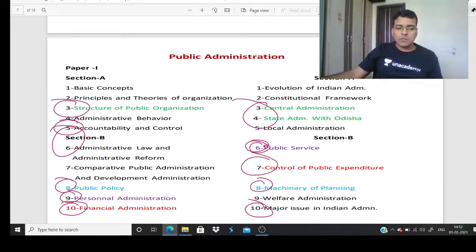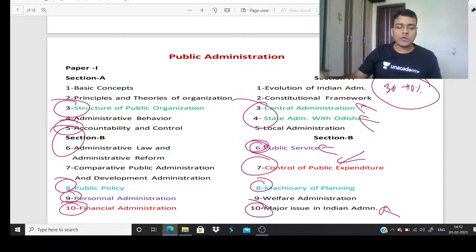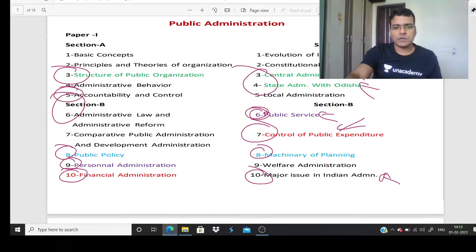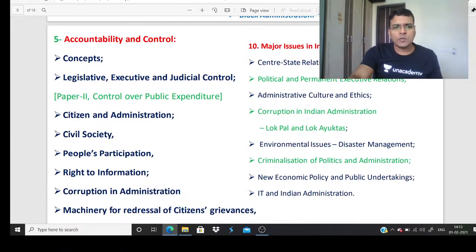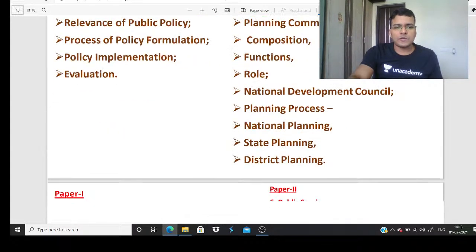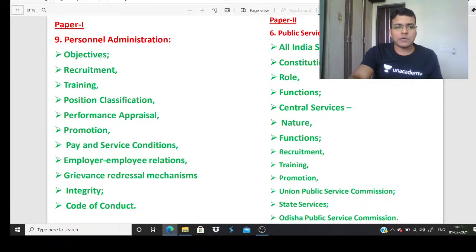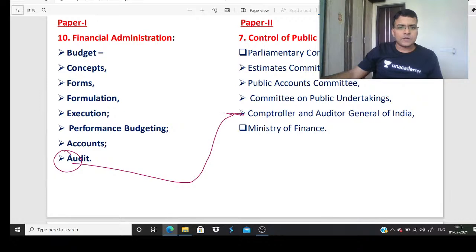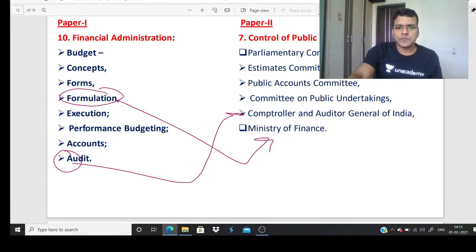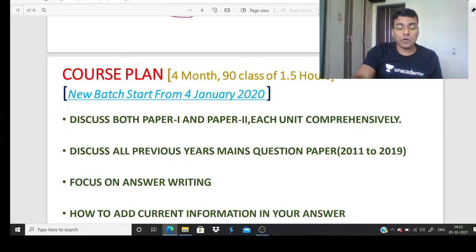So if you complete paper one in the best manner, paper 2's 30-40% syllabus is over, for example, control over public expenditure, many parts of major issues in Indian administration, and many parts of these two units will cover public service. So 30-40% of paper 2 you have been reading along with paper 1. You can take a pause and watch this interrelation of paper 1 with paper 2: accountability and control with major issues in Indian administration, public policy, planning, personnel administration, public service, for example, recruitment, training, promotion, same thing; audit, CAG, formulation of budget, Ministry of Finance, same thing. So smart reading of paper 1 will help you complete paper 2.